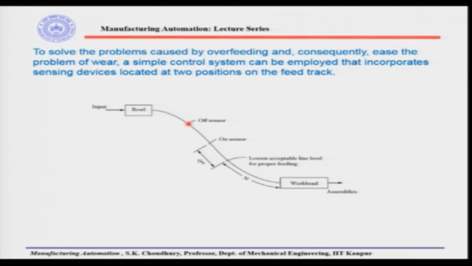Then, when the sensor keeps the feed track off, the workhead will keep taking the parts for assembly, and as soon as the part level goes below this point, this on sensor will again start the feed track, so that the parts could again fill up the feed track. So, this on sensor and off sensor solve the problem of excessive wear of the ball and the feeder, because in this case the parts do not have to be rejected by the pressure brake, as we have discussed earlier.